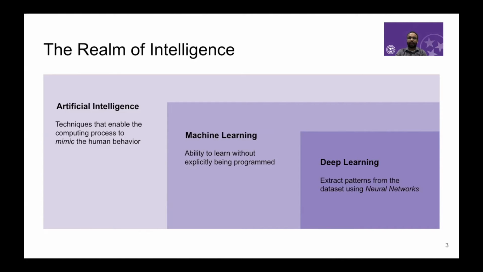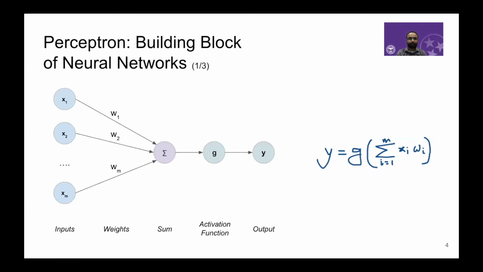Deep learning is also a subset of machine learning, and with deep learning, we leverage neural networks or different foundational blocks, which we will describe in this presentation, to extract patterns from the data set. Now that we have described the realm of intelligence, let's start by looking at the perceptron. A perceptron, or a neuron, is a building block of a neural network.